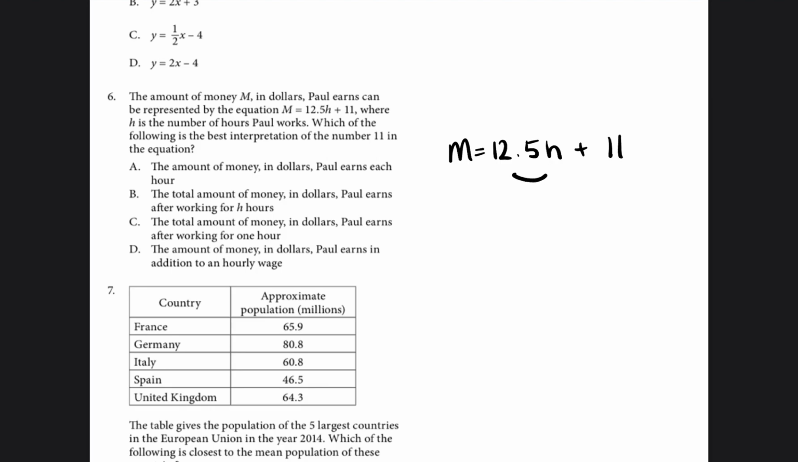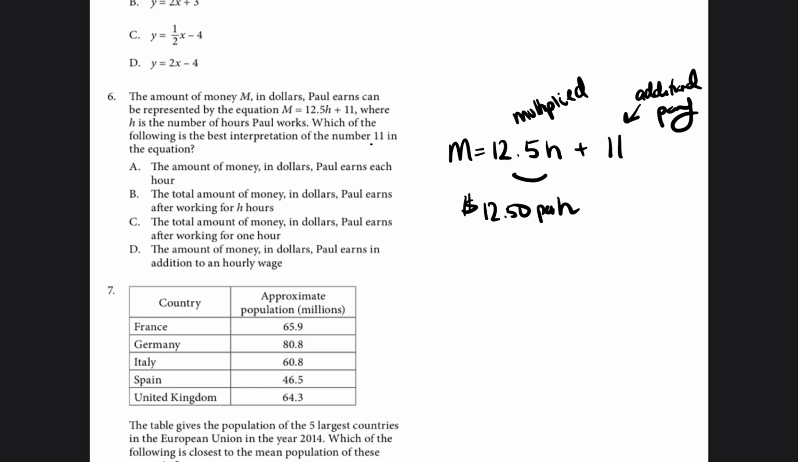So when you have two terms like this, it's being multiplied. So usually when you're multiplying something in your pay, it's usually per hour. So I'm guessing $12.50 is how much he gets paid per hour. And that's why it's multiplied by the h. So plus 11 must be an additional pay of some sort. So let me see if that adds up.